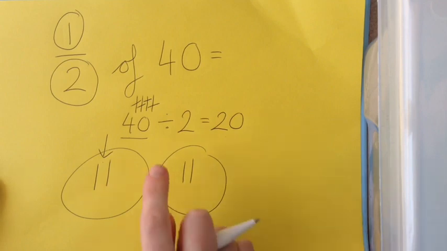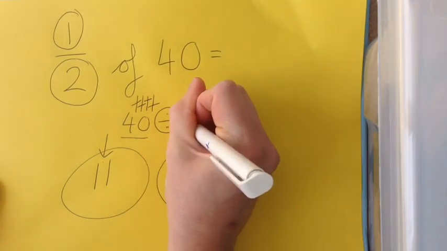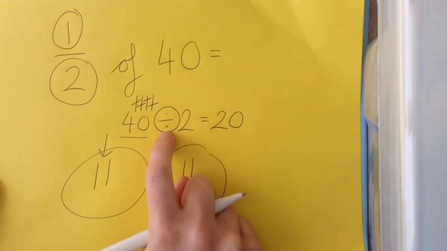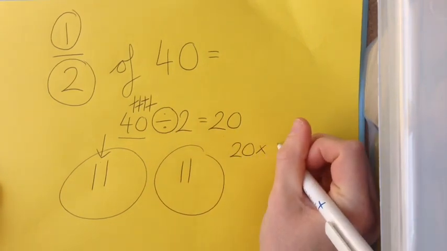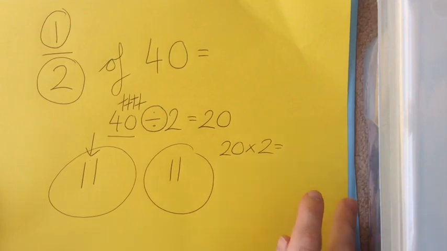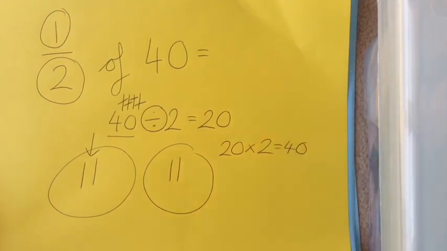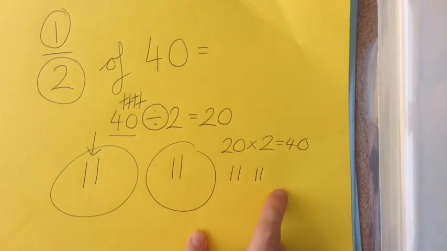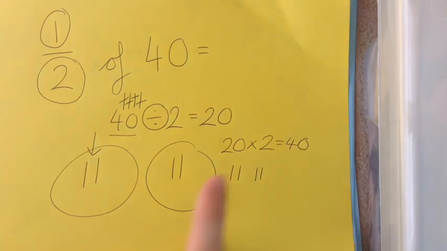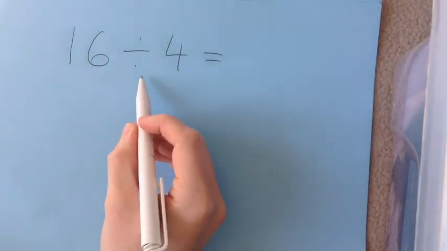And I can check that because remember I spoke earlier about the inverse. The inverse of division is multiplication. So if I said 20 times by 2, I know that would equal 40. And I can check that as well by drawing 20 2 times. 10, 20, 30, 40.